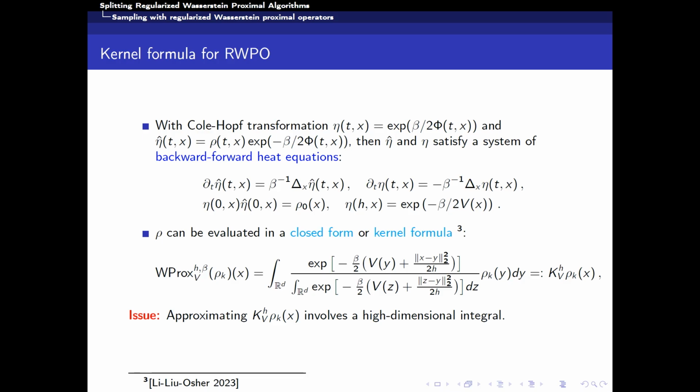This is the most important reason that we can employ this operator to get some kind of implicit scheme, but with closed form update. So that's the kernel formula over here.